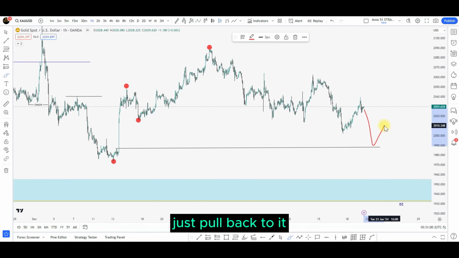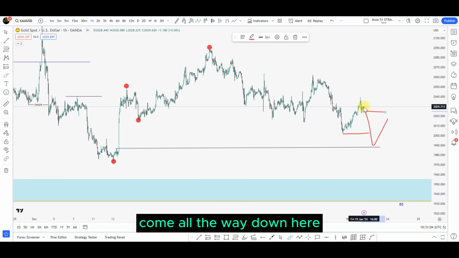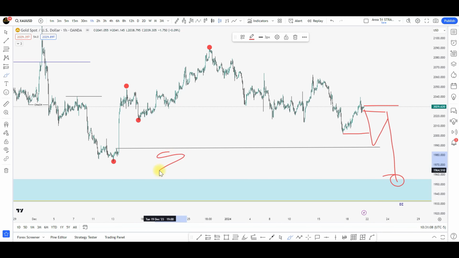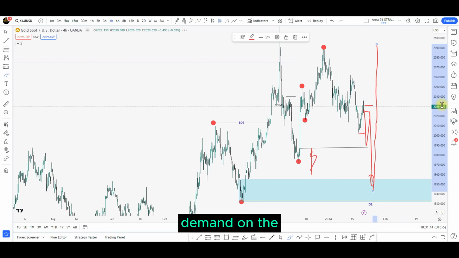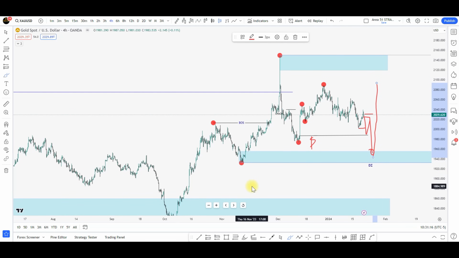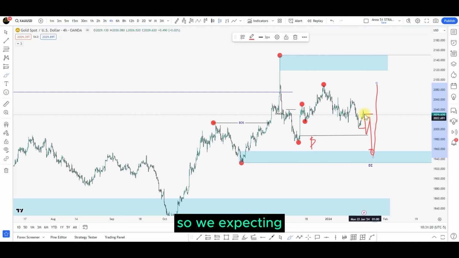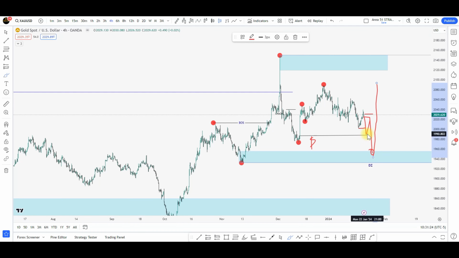pull back to it, create a break of structure right here, come all the way down here, and then continue to the downside, creating a liquidity cleanup, and then reverse from this area of demand on the 4-hour time frame or the daily time frame. So we're expecting some type of continuation from here to the downside.